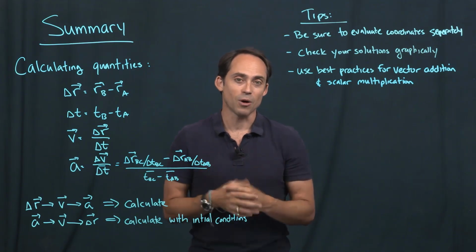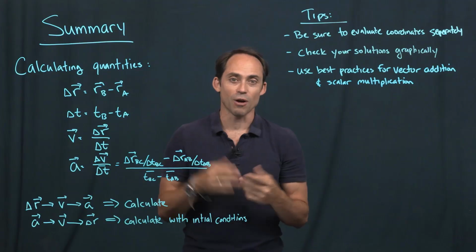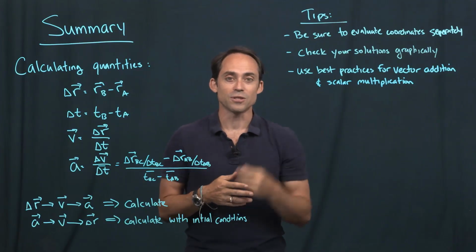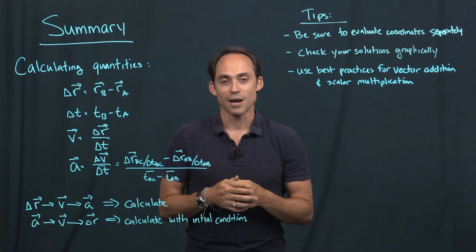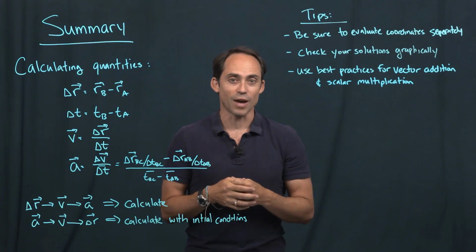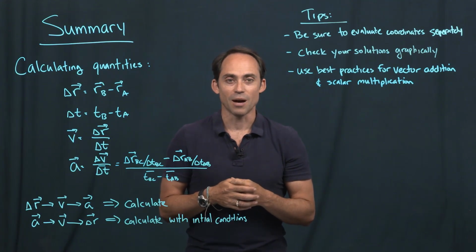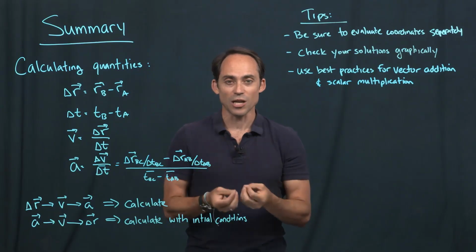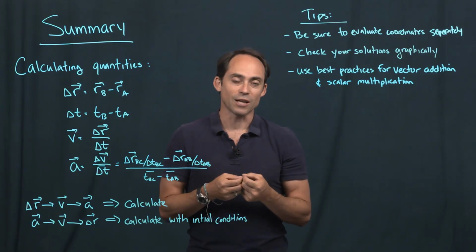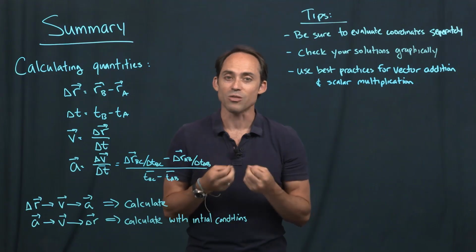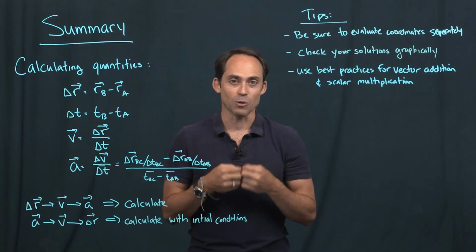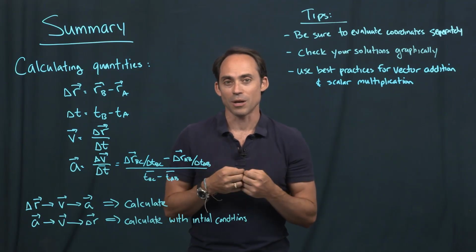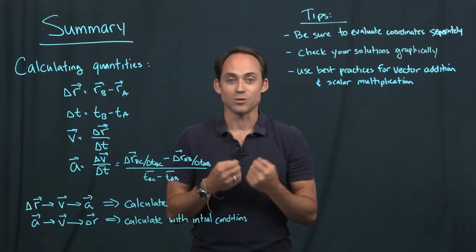Now there's a couple tips that I want to make sure I leave you with from doing these calculations. First is to make sure when you're doing these vector calculations that you evaluate the coordinates separately. This is part of our best practices for evaluating vector subtraction and multiplication, which is sort of my third point there. The other point is to make sure that you check your answers. And one way you can check your answers is graphically. So you can actually plot those velocity vectors or those position vectors and see if they make sense. When you add these things together, are they actually coming up to the right end result as you expected?